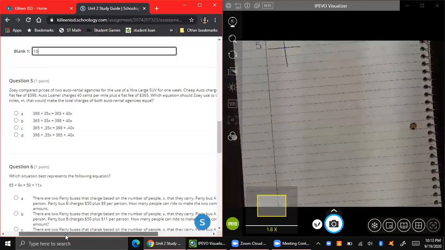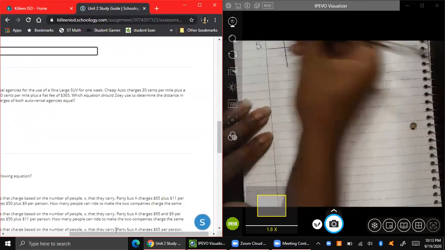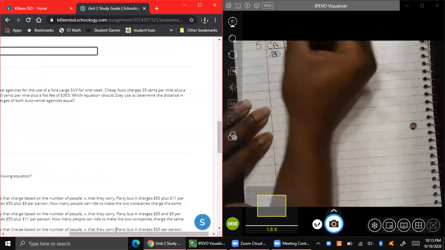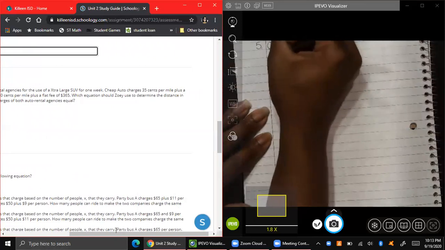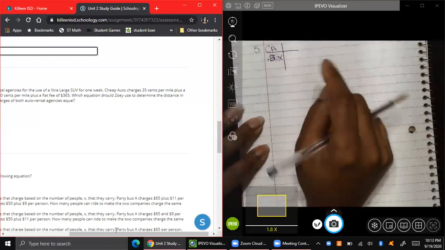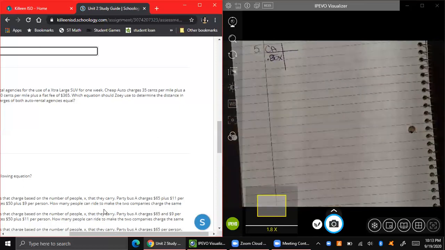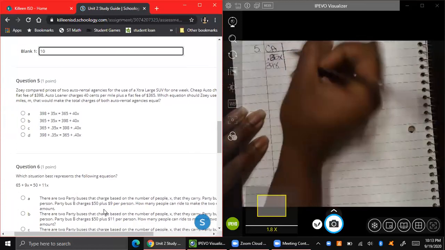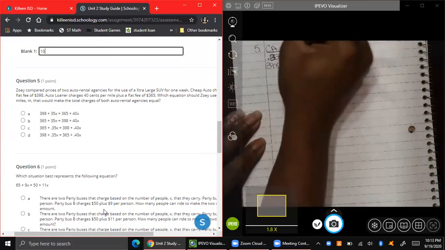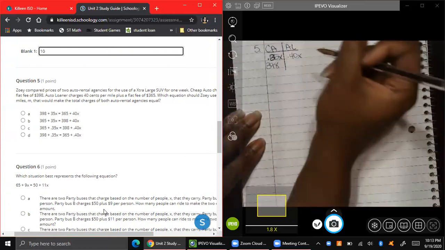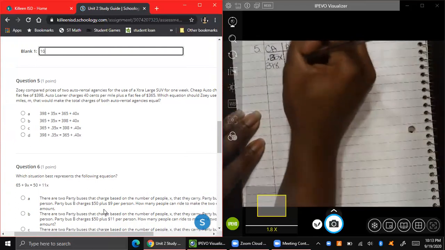We have Cheap Auto, who charges 35 cents per mile. 35 cents, it has to have a point because if you just put 35 there, then that's $35. $35 and 35 cents is a big difference. So 35 cents per mile plus a flat fee of $3.98. And then we have Auto Loaner, who charges 40 cents per mile plus a flat fee of $365?